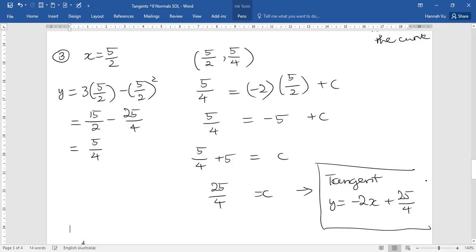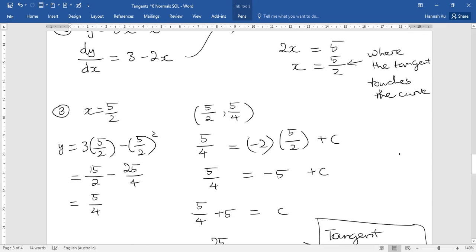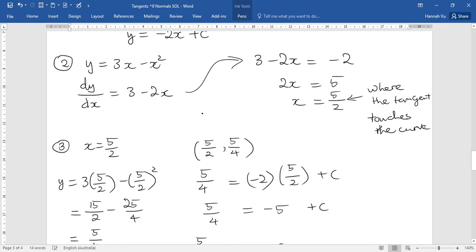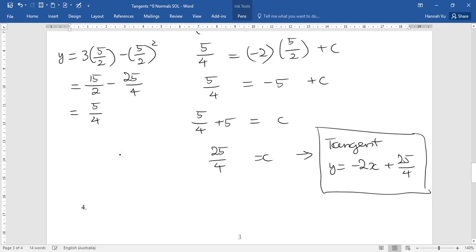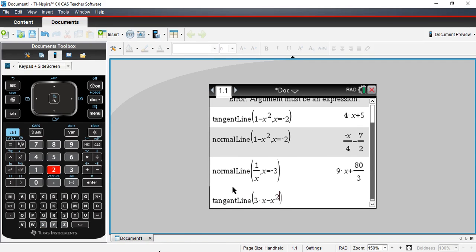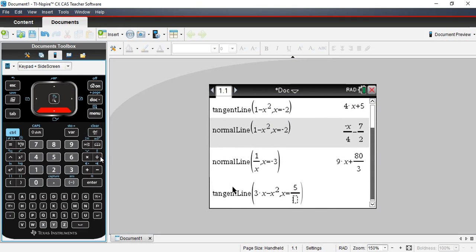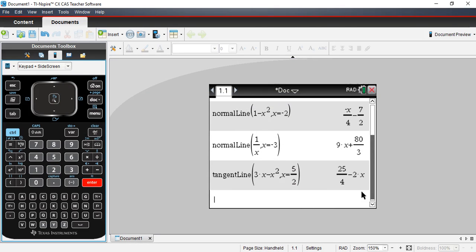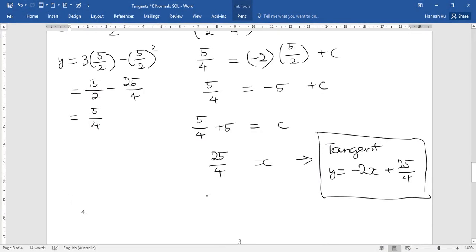Now, because I have the CAS with me, I'm going to check whether my answer is correct. I'm just going to find the tangent line to the curve 3x minus x squared at the point where x equals 5/2 and see whether I get something that matches this. If you're going to type it in, the word Line has to be in capital, I think. Minus x squared, yes, minus, at the point where x equals 5/2. Okay, so we have negative 2x plus 25 over 4. So that's exactly what we got. So that's it for question 3.